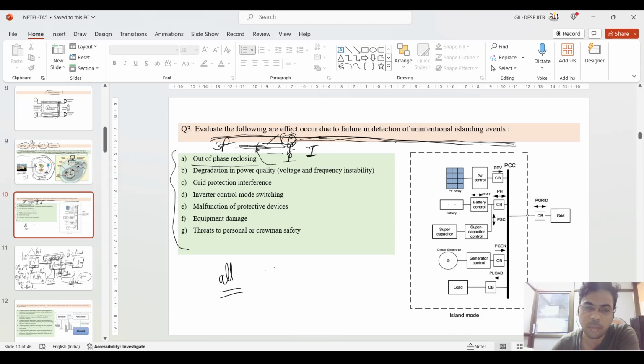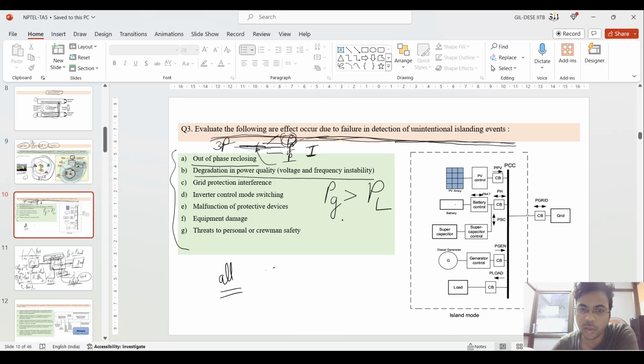And suppose it is generating 3 P power and 1 P got disconnected, so there is a power imbalance. That power has to be fed to the grid, or it should be utilized at some other places also. Second is degradation in the power quality, that is voltage and frequency instability.